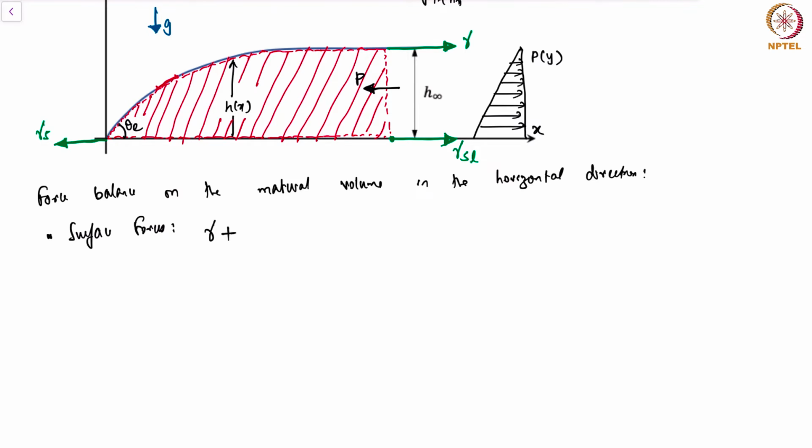surface tension plus gamma solid liquid minus gamma S. Note that there is no contact angle in this because I'm writing it for a control volume that is extending all the way from the contact line to the region where the upper surface has become horizontal. And when the upper surface has become horizontal, the surface tension force gamma also becomes horizontal. This is surface forces.